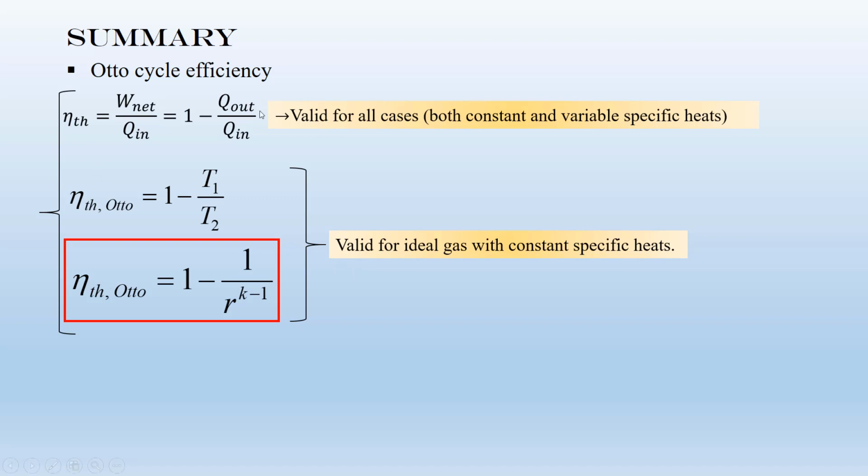The first one is for both constant and variable specific heat. This is a very common mistake, guys. I see it in all exams. A student uses, for example, these two equations to calculate the thermal efficiency of Otto cycles with variable specific heat. These two equations are not valid for ideal Otto cycle with variable specific heat. If you have a variable specific heat, you must use the first equation to calculate the thermal efficiency. Again, the first one is valid for both constant and variable specific heats. The second and third are just valid for constant specific heats.